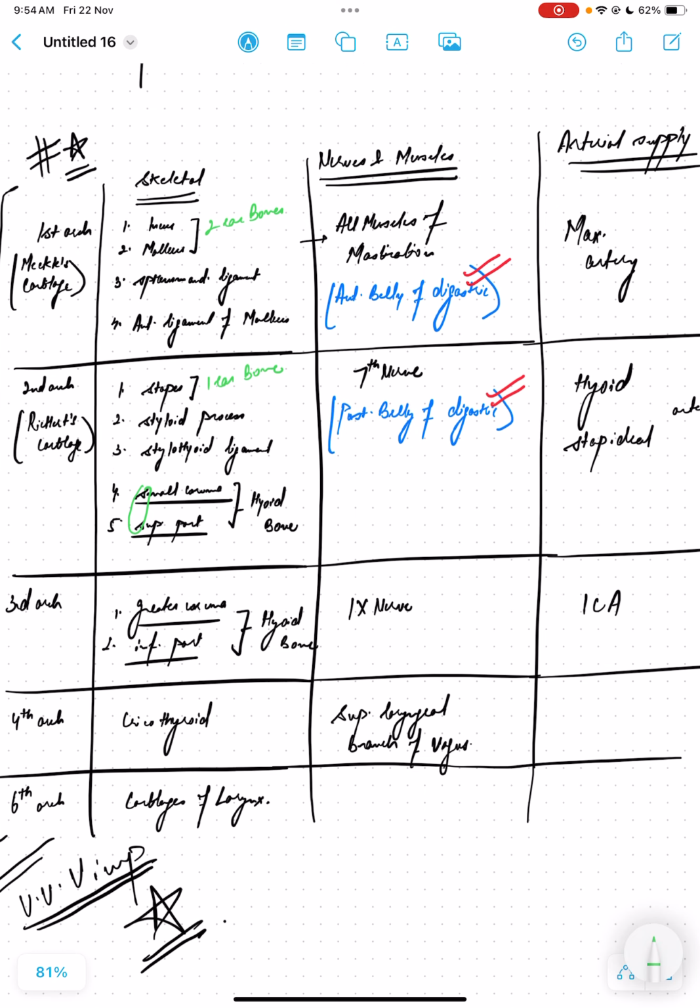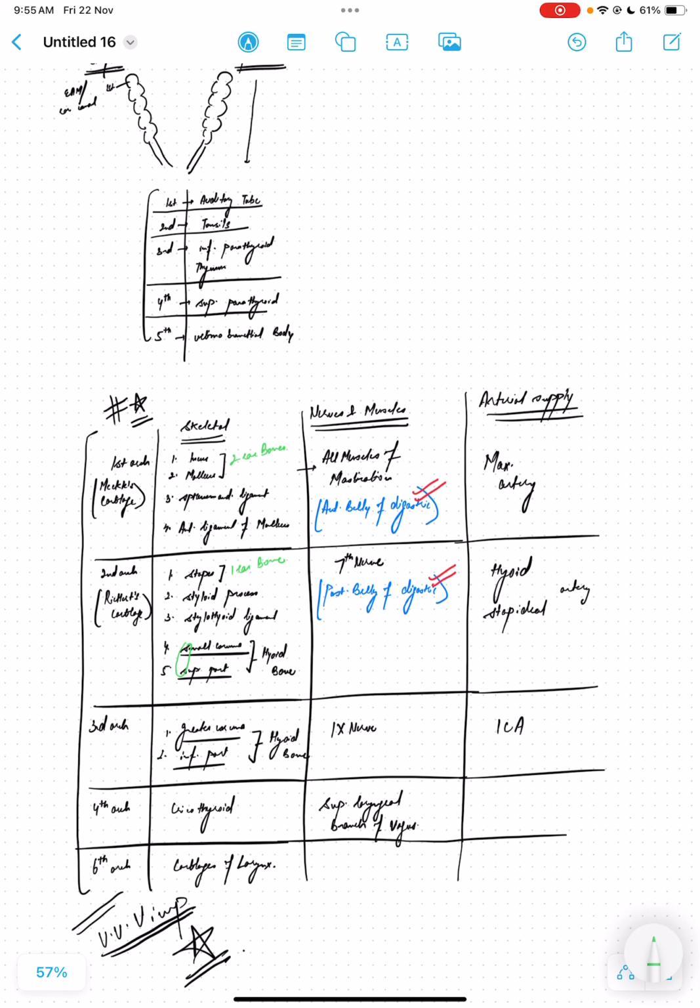Okay, what are the nerves in the first? All muscles of mastication, while the anterior belly is involved in the first and the posterior belly is involved in the second arch, and the third arch is with the help of glossopharyngeal nerve, and the fourth arch is with the help of superior laryngeal branches of vagus. Okay, so remember these things importantly.